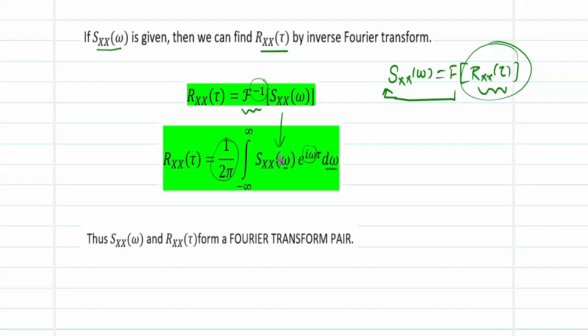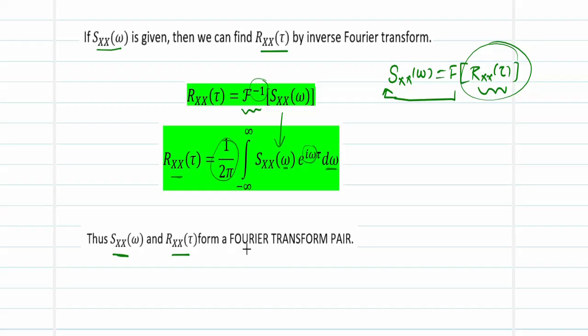And you also have to keep in mind, whenever it comes to the autocorrelation function, there will be a constant 1 by 2 pi which is to be added in the front, or multiplied in the front. Now we call this Sx of omega and Rx of tau.